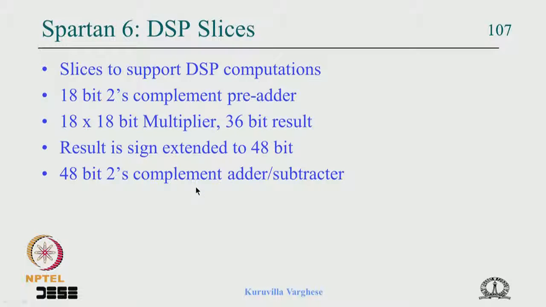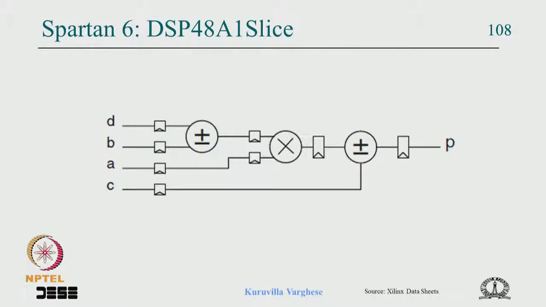And many a time you just use the multiplier operator, and if the data size matches then it gets implemented in the DSP slices, or it can be instantiated and you can use it. So this is the general architecture. You have 4 ports, all are pipelined, and you can see 2 ports are added.